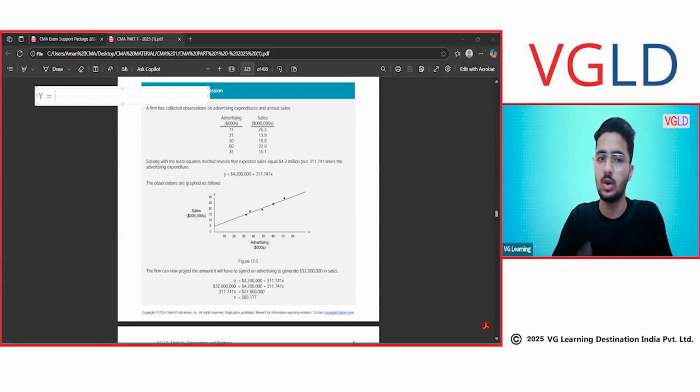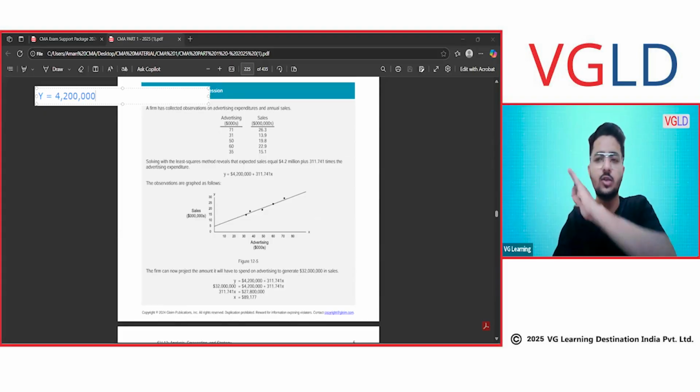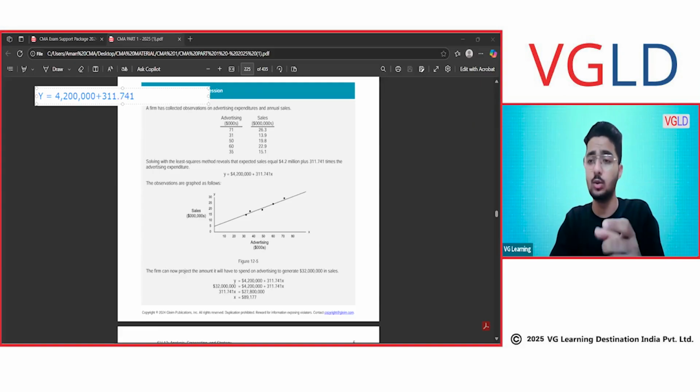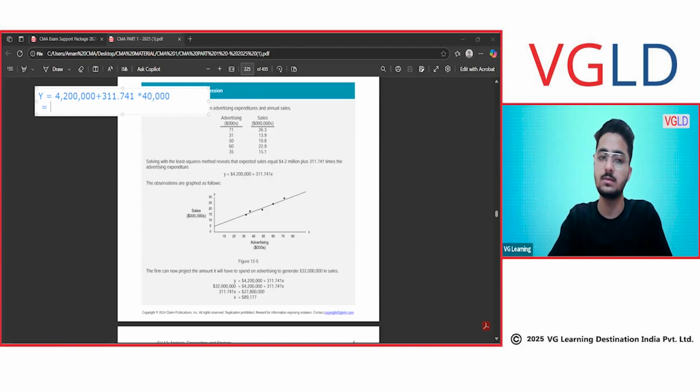See, Y is equal to A, which was your 4.2 million. This is your fixed amount, whether you advertise or not, plus 3117.741 is my B value. It's my variable factor multiplied by X, that is 40,000 advertising. So that's what I got as 16,669,640. Got it, Dhaval? It's the formula.